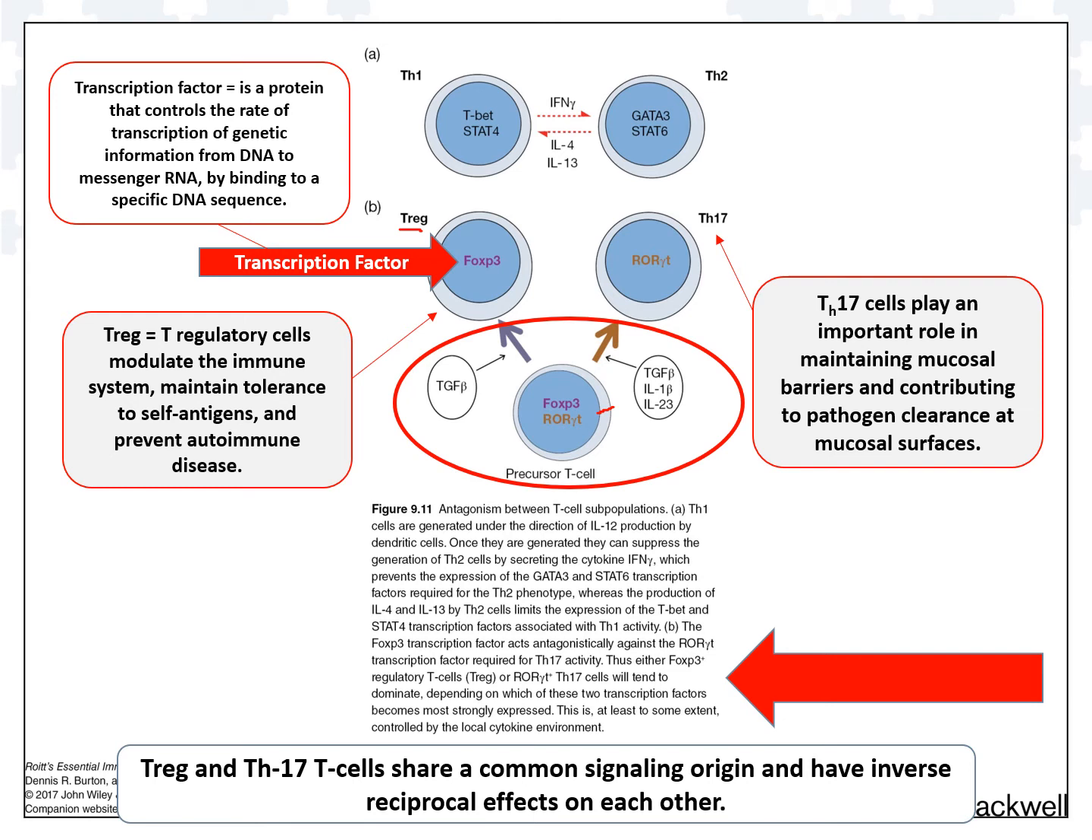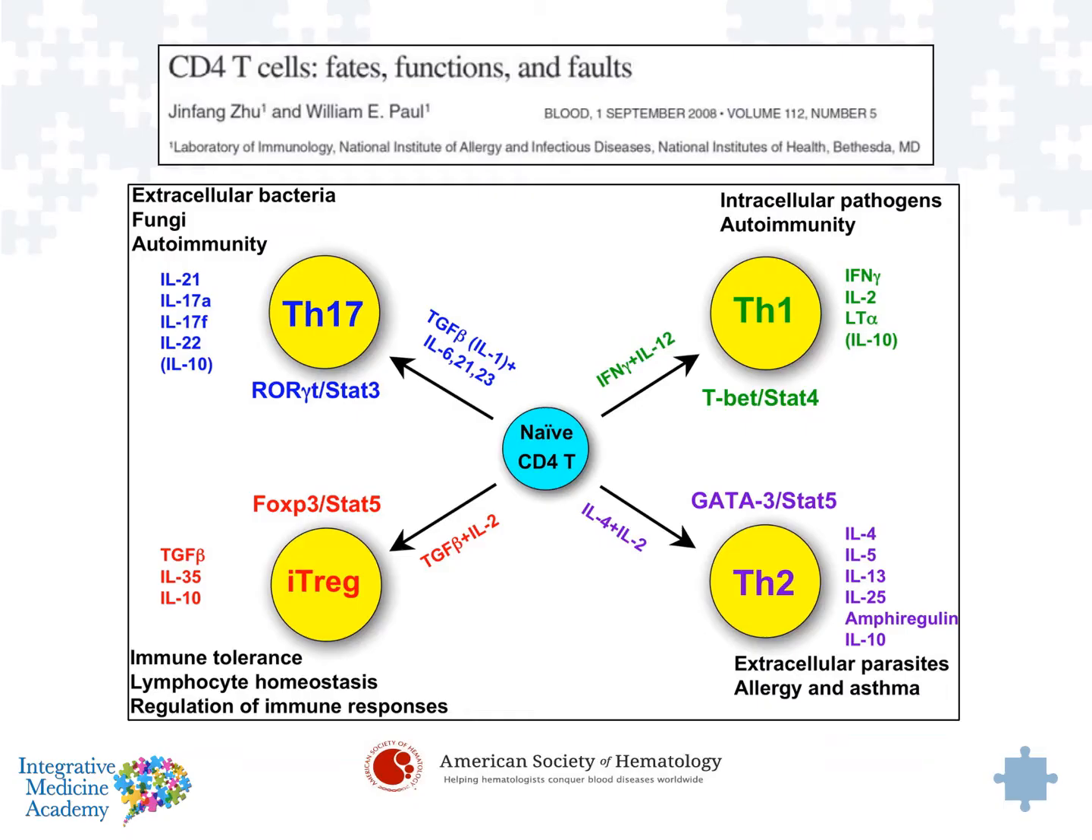Essentially they have an inverse reciprocal effect. Basically, if your Treg is up, it will cause our Th17 levels to be down. If our Th17 cells are upregulated, we get a downregulation of Treg. So a way to think of it is if we have too much Th17 activity, we're going to get decreased T regulatory activity. And because T regulatory cells are necessary to prevent autoimmunity, too much Th17 is going to drive the potential for autoimmune reactions. And this comes from an article called CD4 T Cells, Fates, Functions, and Faults.